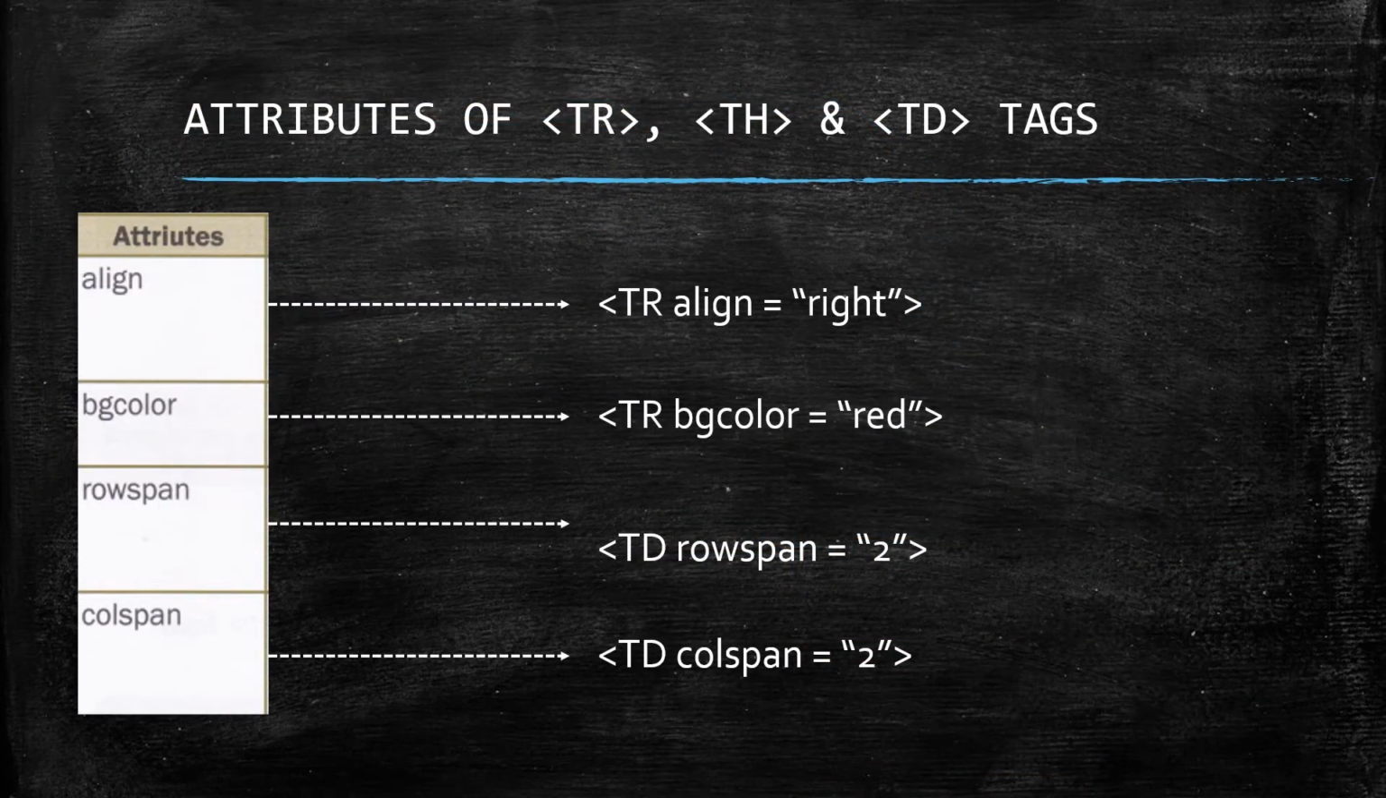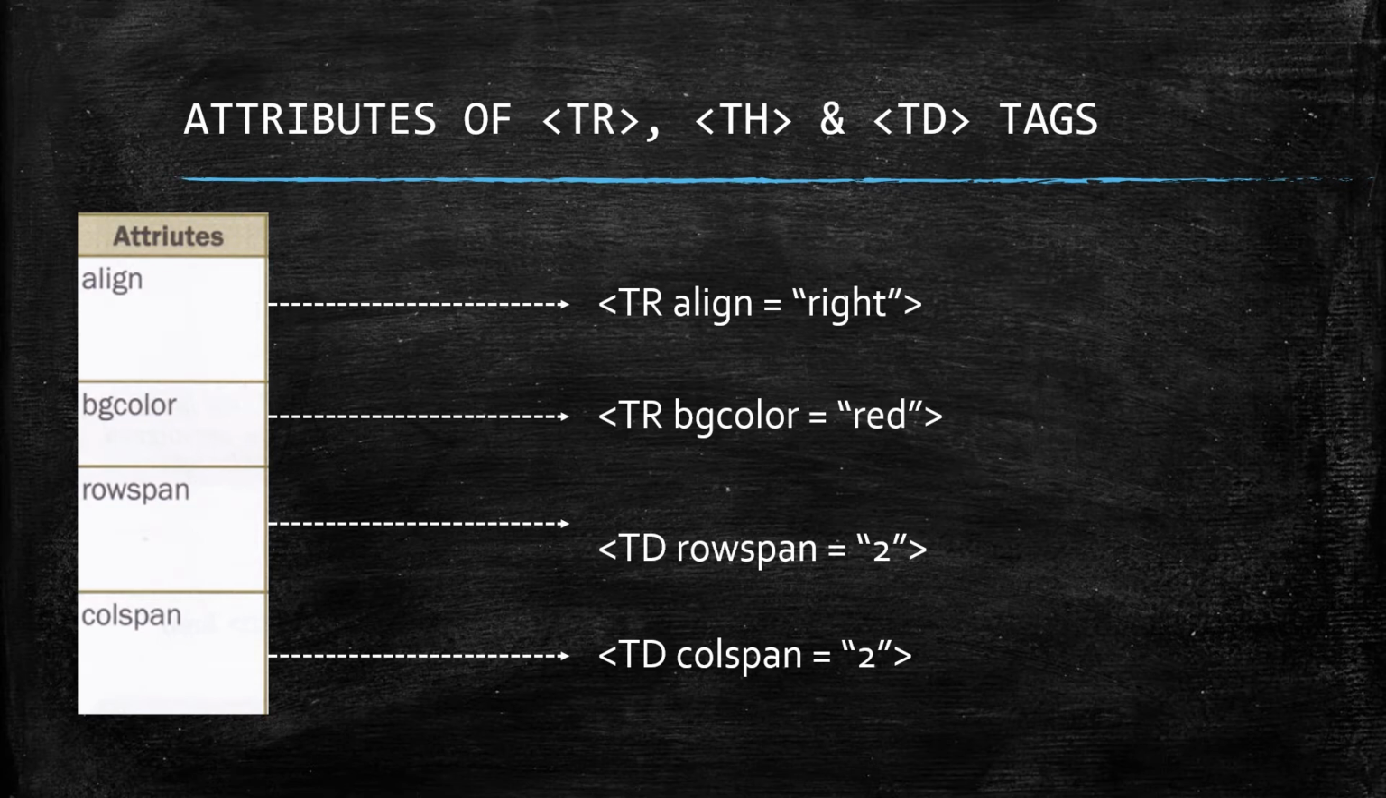Now we are going to discuss the attributes that we can use inside the tr tag, th tag and the td tag. The first attribute that we have is the align attribute. We can use the align attribute to align the content inside the tr tag, th tag and the td tag. Next we have the background color attribute, bg color. We can use this attribute in order to change the color of a row, of a cell or of a heading.